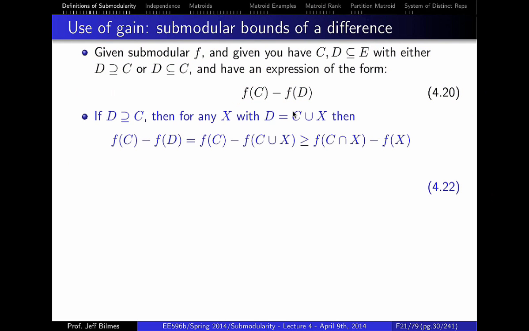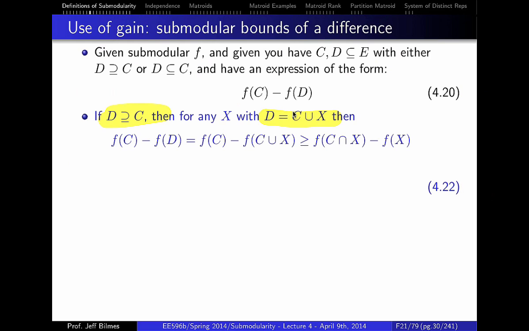And that's just, I thought it would be kind of interesting. For example, let's say that C is contained in D. So if C is contained in D, that means there's some x such that D is equal to C union x. Now let's take any x for which this is true. There can be a lot of them, right?